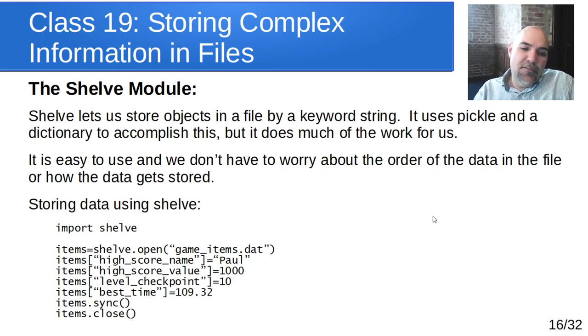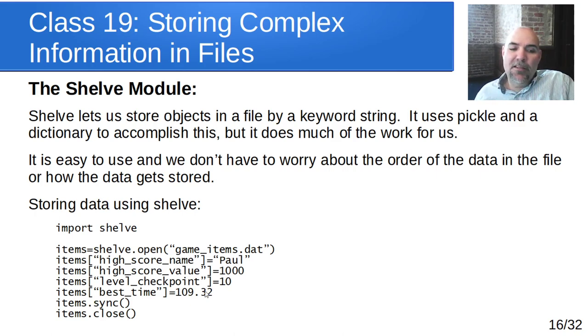So in this case, how do we use it? We import shelve. And then we can do items = shelve.open. We provide the name of the file. And then once that file is open, we can treat it just like a dictionary. So we can say items high score name equal Paul, items high score value equal 10,000, items level checkpoint equal 10, items best time 109.32. And then as soon as I do an items.sync, it will save all of these keys with these values into that file for us.